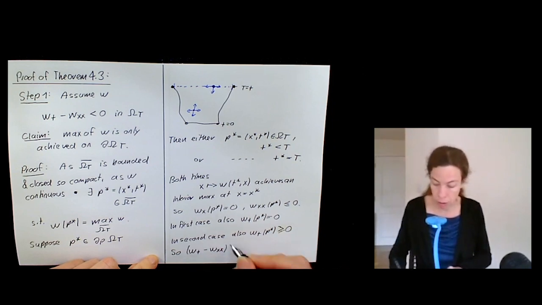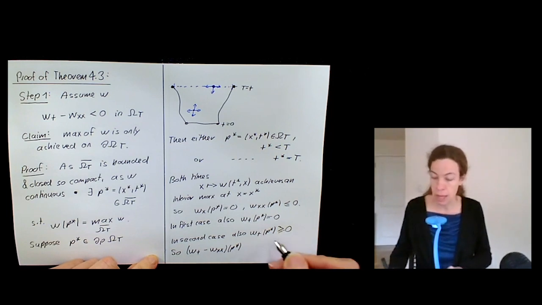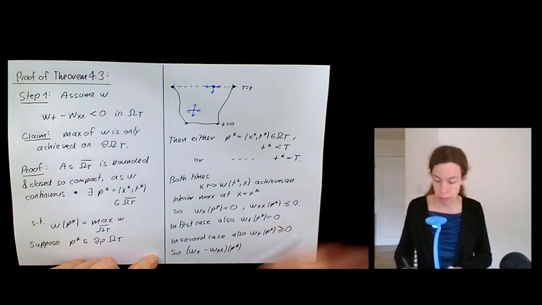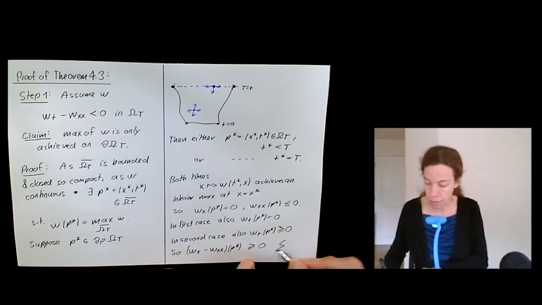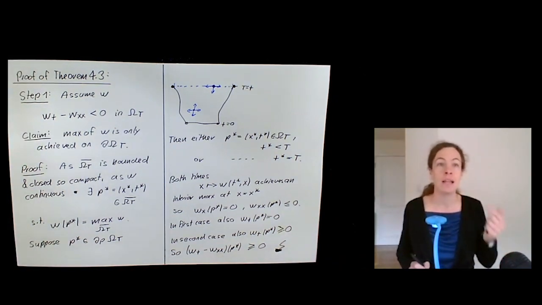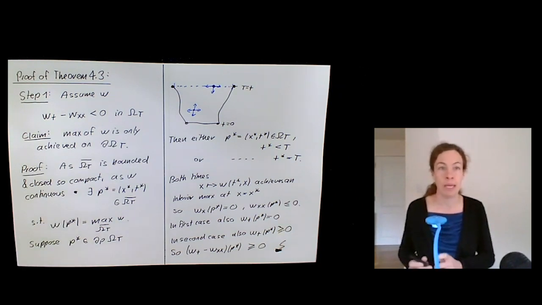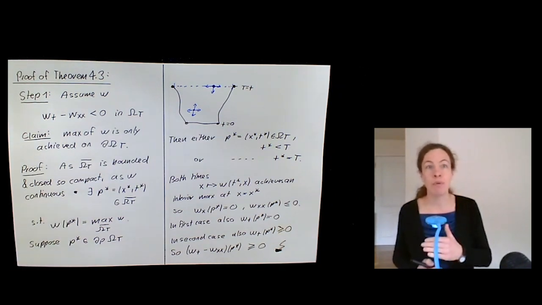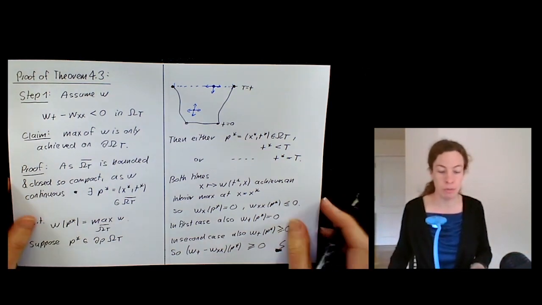And that's good enough in both situations, so I conclude in both situations that Wt minus Wxx at this one particular point P star, the first bit is greater or equal to 0, the second bit is less than or equal to 0, comes with a minus sign, so this is greater or equal to 0, and that's a contradiction to our assumption that my function satisfies the stricter condition that Wt minus Wxx is strictly negative in omega t. So that proves the claim in this first step where we have a stronger assumption.